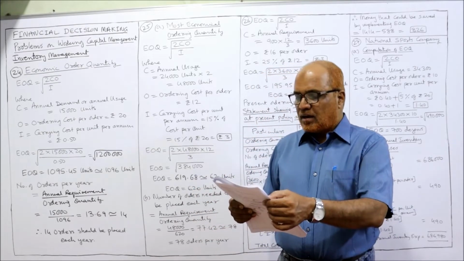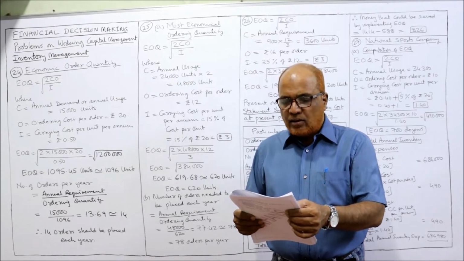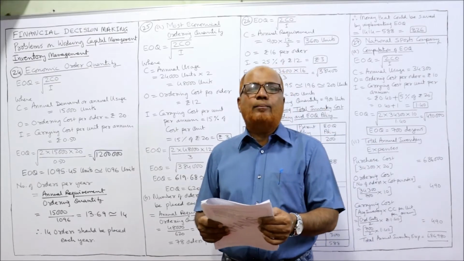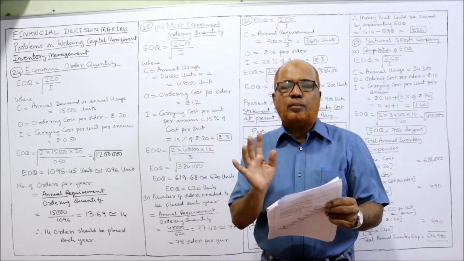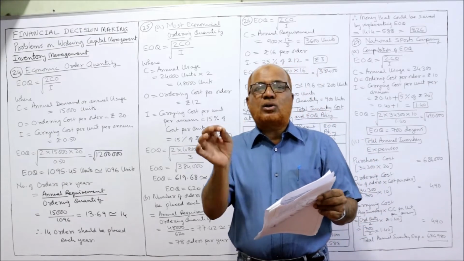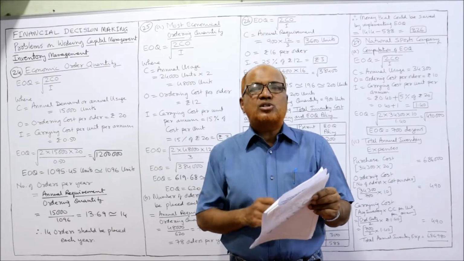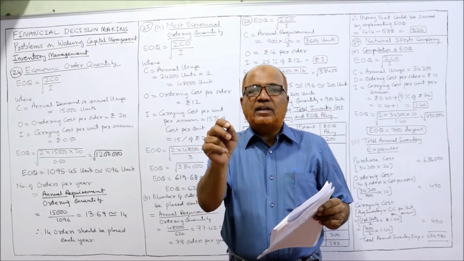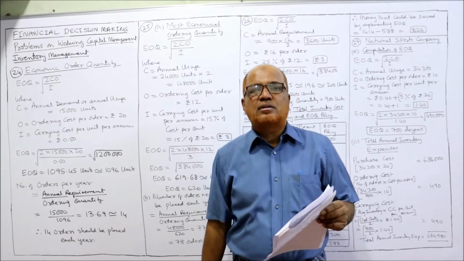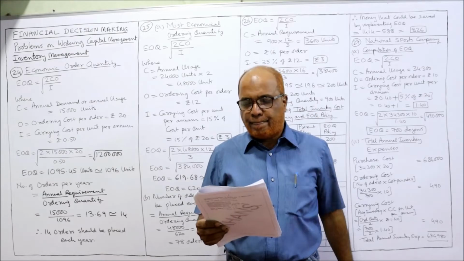At the selling price of 20 rupees per unit, its carrying cost is 15% and the ordering cost is 12 rupees per order. Ordering cost is given as 12 rupees, but carrying cost we have to calculate: 15% of cost per unit. The cost per unit is 20 rupees. So 15% of 20 rupees, you will get 3 rupees. 3 rupees is the carrying cost per unit per annum.